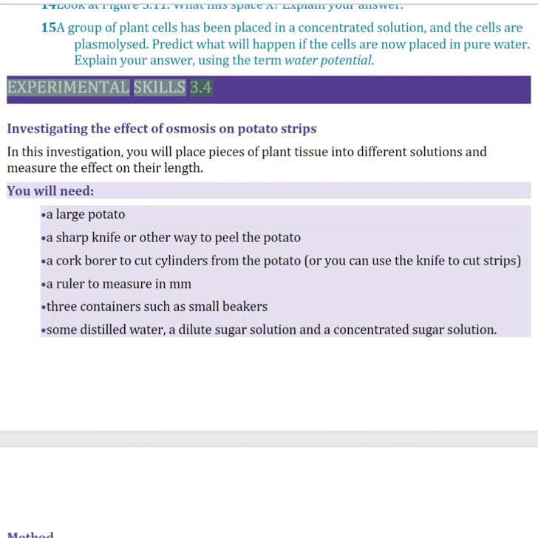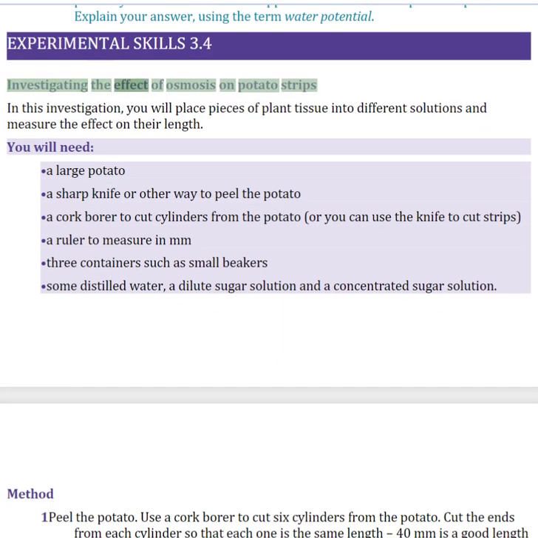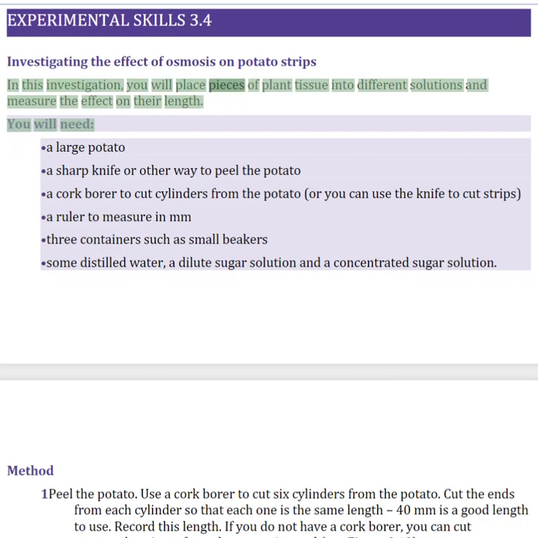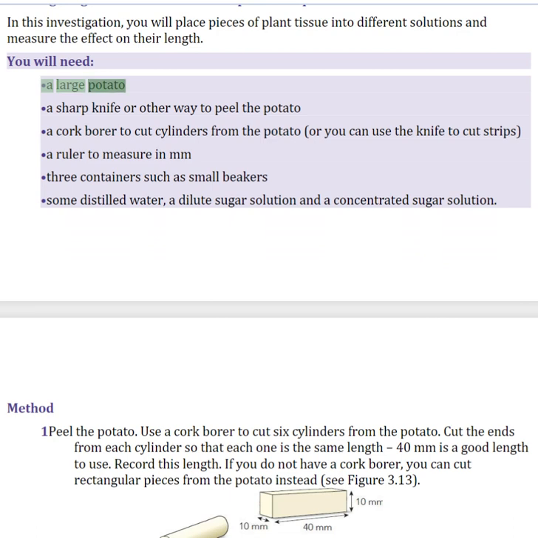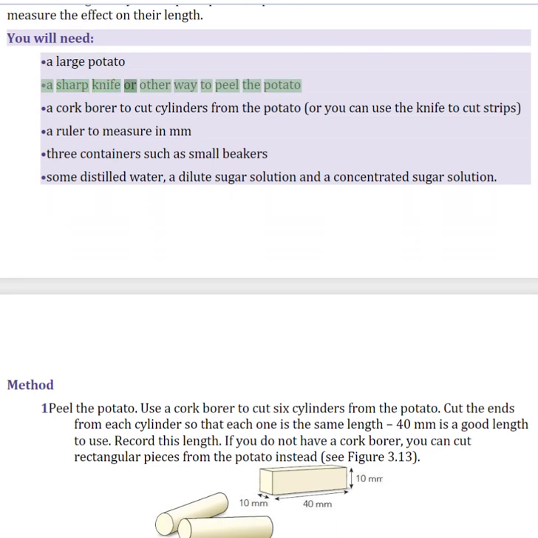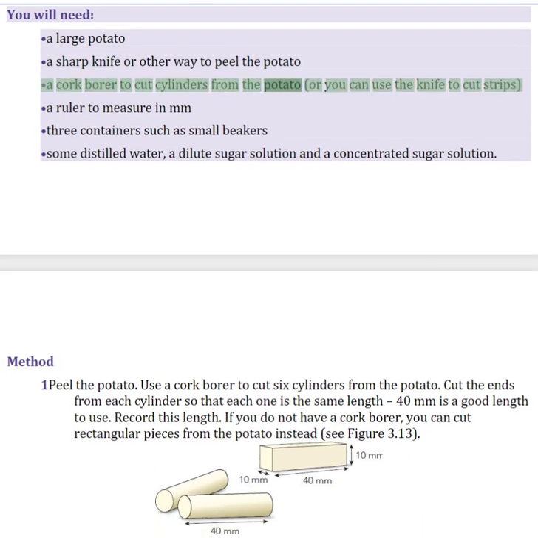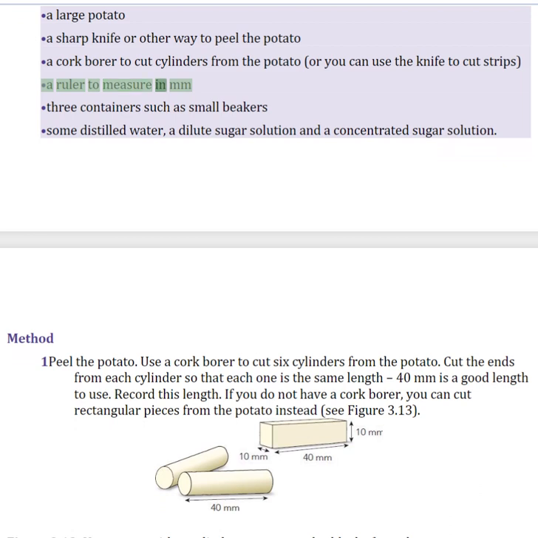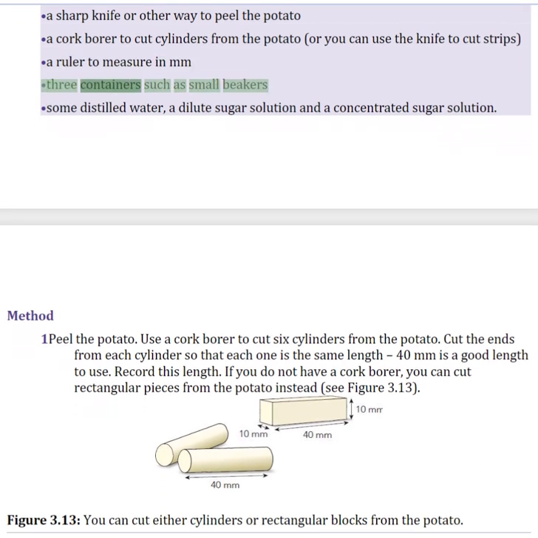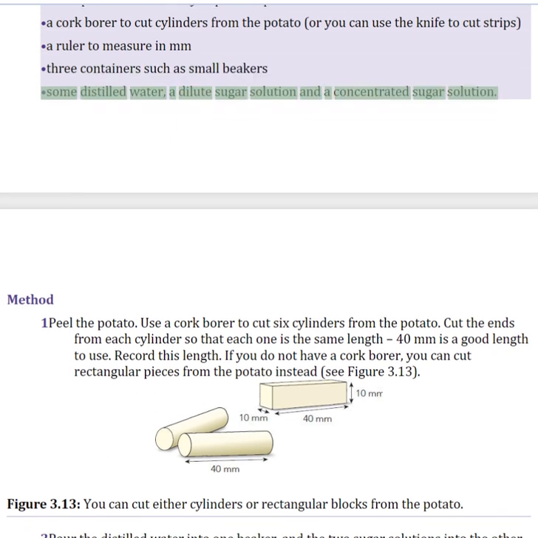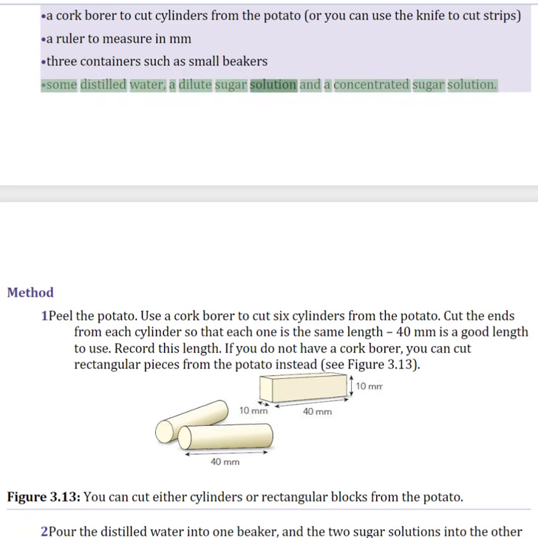Experimental Skills 3.4. Investigating the effect of osmosis on potato strips. In this investigation, you will place pieces of plant tissue into different solutions and measure the effect on their length. You will need a large potato, a sharp knife or other way to peel the potato, a cork borer to cut cylinders from the potato, a ruler to measure in millimeters, 3 containers such as small beakers, some distilled water, a dilute sugar solution and a concentrated sugar solution.